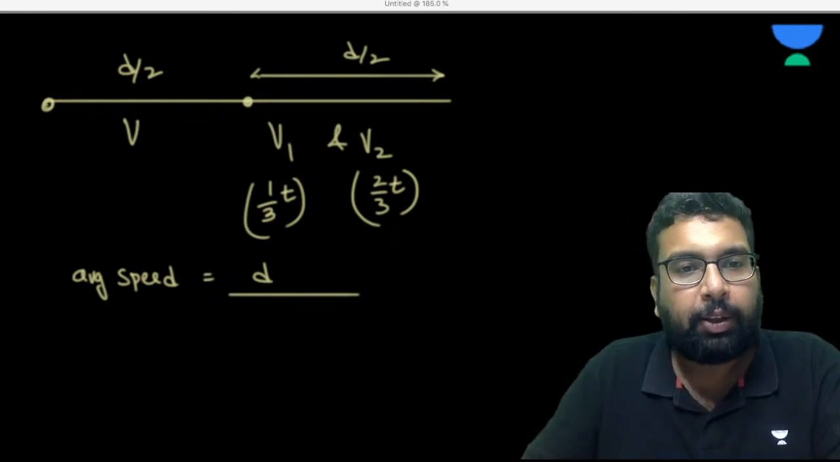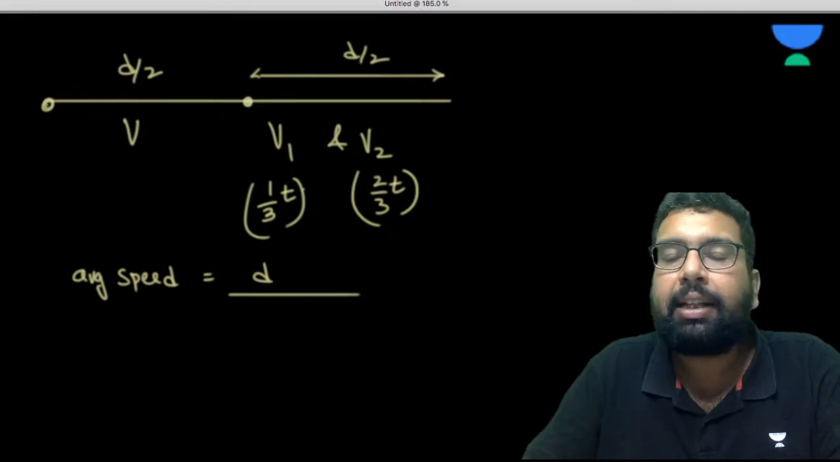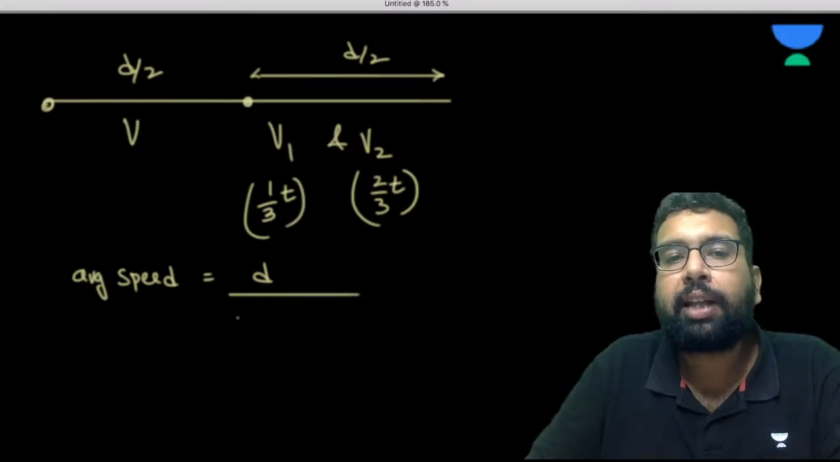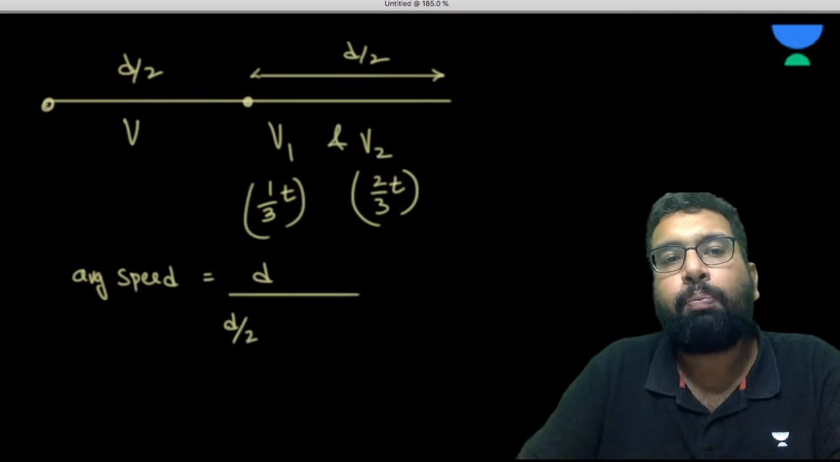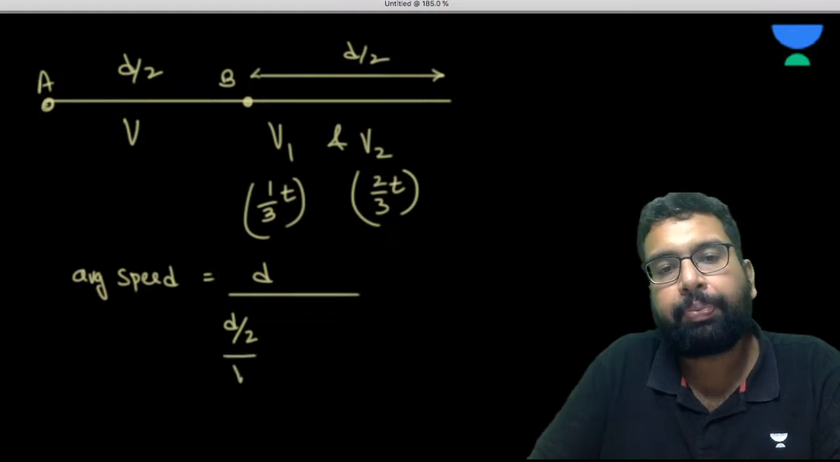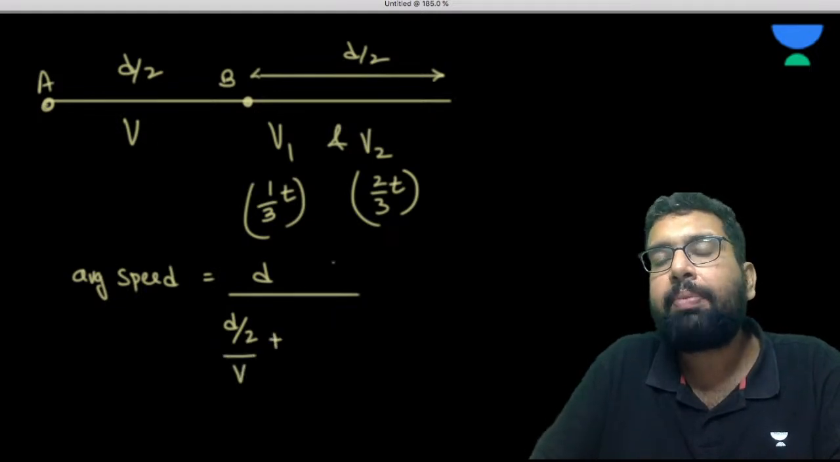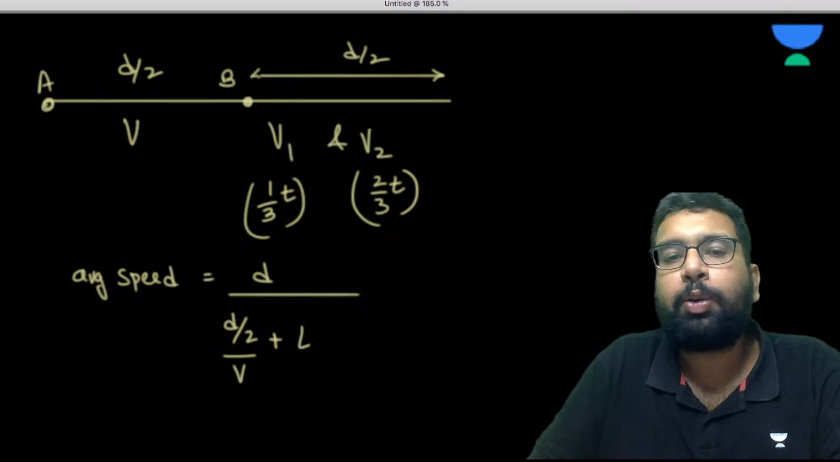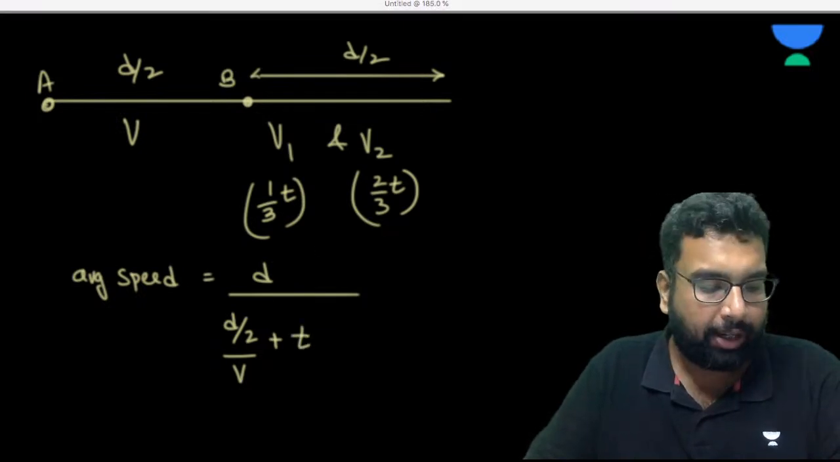Don't worry. So now see what happens. So this is the total distance. Now, what is the first time? So he has moved from A to B in what time? The distance traveled by him is D by 2 and the speed is V. Okay. Now the remaining time is what? So this is going to be equal to t, 1 by 3 of t plus 2 by 3 of t. Do you agree to it or not?